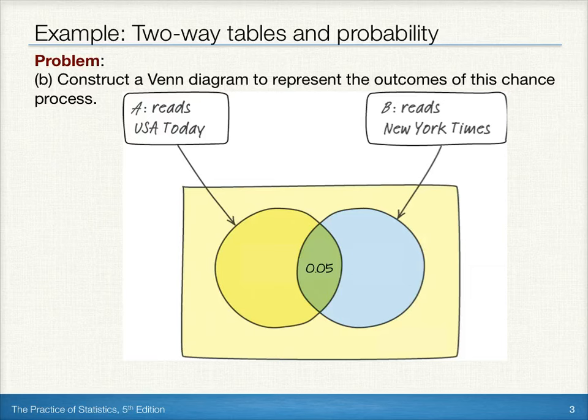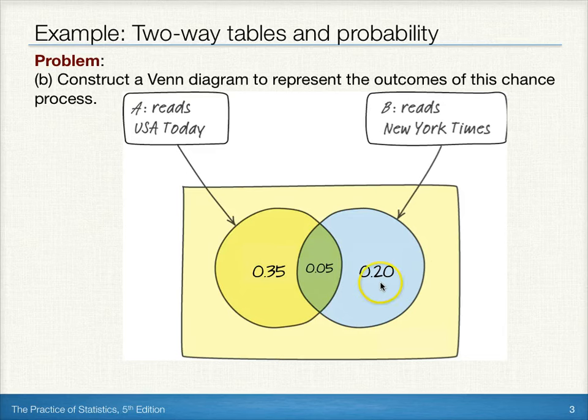Again, we were told 5% of individuals read both papers, so where the two circles overlap, we'll put 5%. And from our table, we saw that meant that 35% read USA Today, but not the New York Times. Notice the total for the circle, 0.35 plus 0.05, equals the 40% of readers who read USA Today. We also knew that 25% read the New York Times. We've already accounted for 5% here, which means the remaining bit of the circle has to represent 20%.